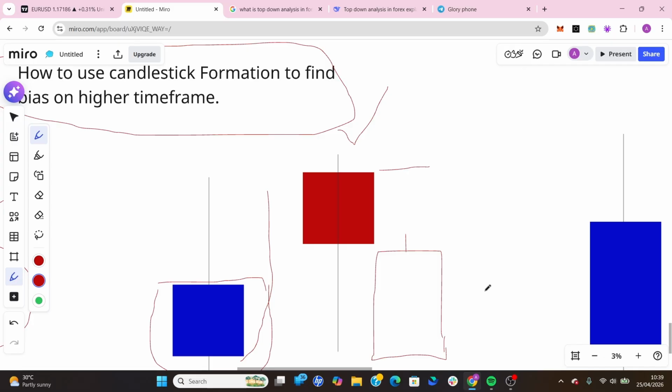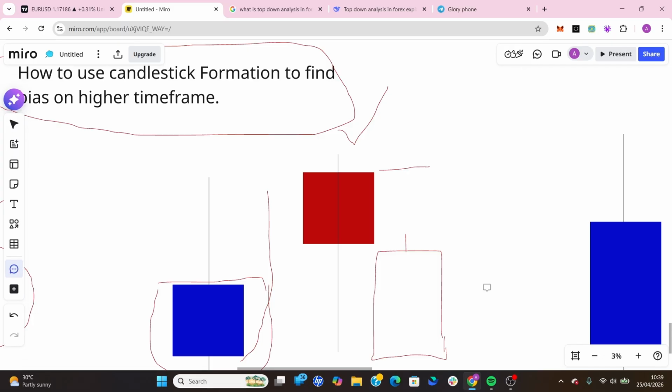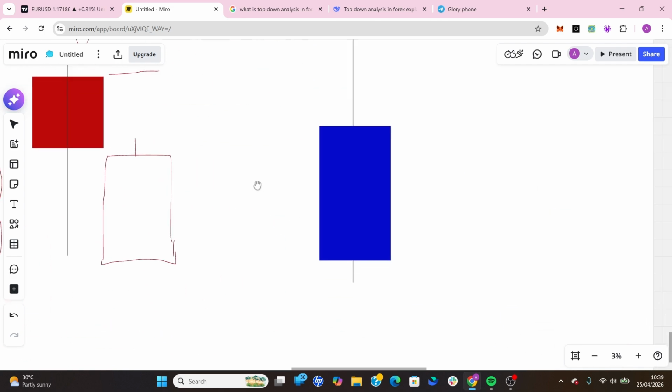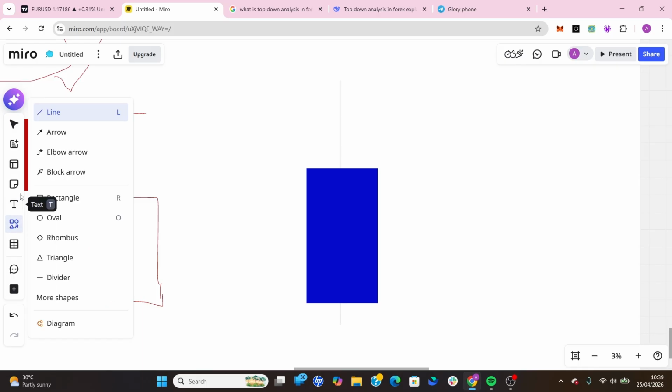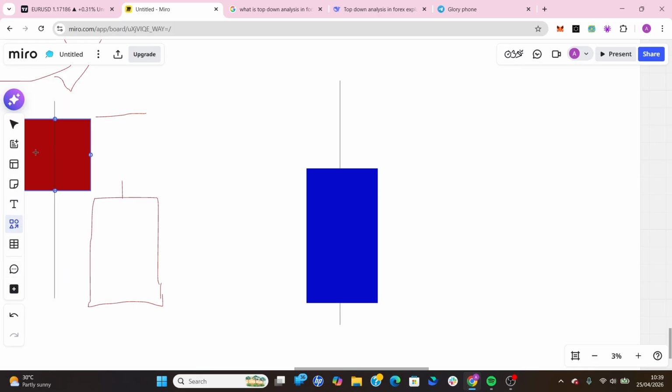You understand? And let me show another type of candlestick. This one has a big body, but it also has a longer wick. This wick can be a lower wick or an upper wick. In this case, you are seeing a candle that has a bigger upper wick, right? You understand? And a big body.